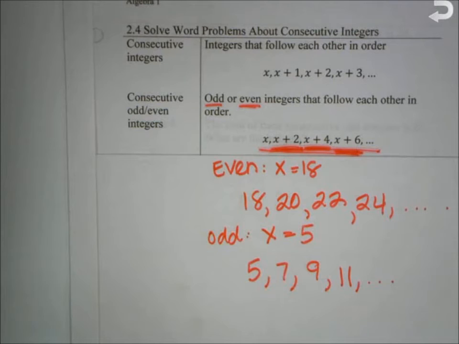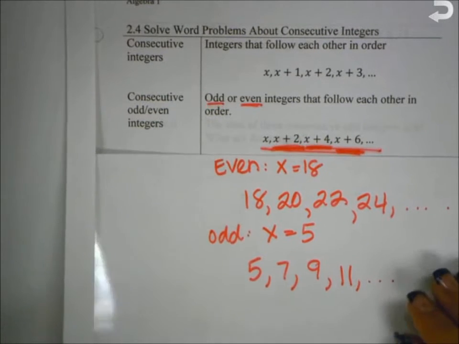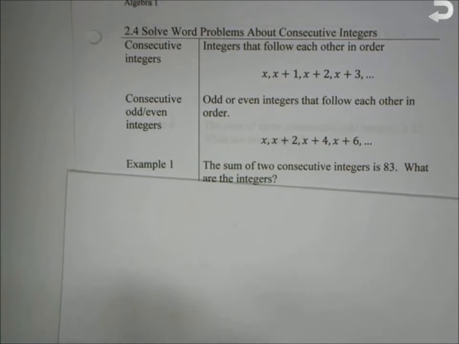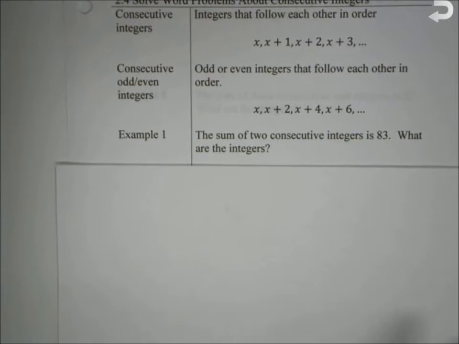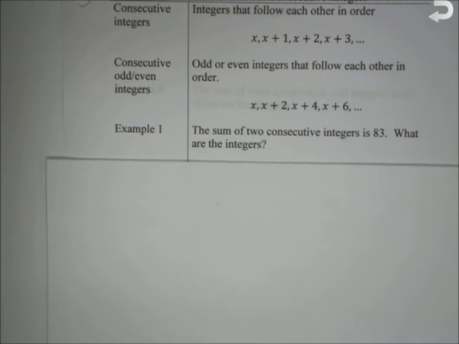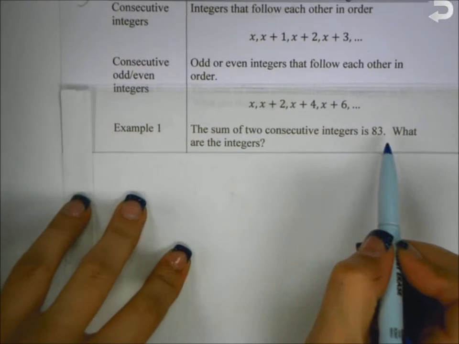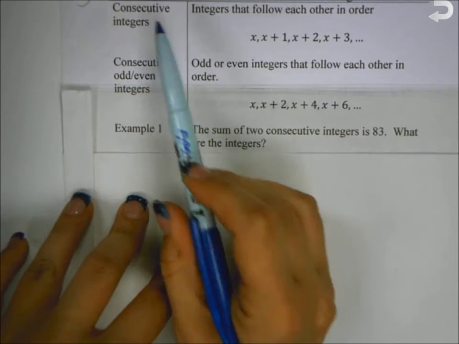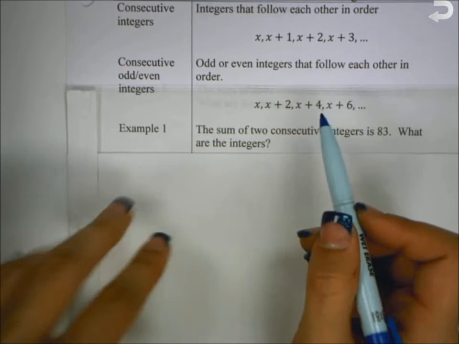So, all we're going to be doing from now on is some examples. So let's look at some examples. Example 1. The sum of two consecutive integers is 83. What are the integers? So am I consecutive, odd, or even, or just plain consecutive? Just plain consecutive. So I have a sum of two consecutive integers.